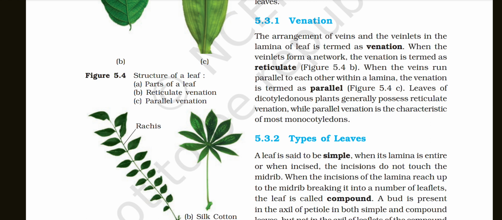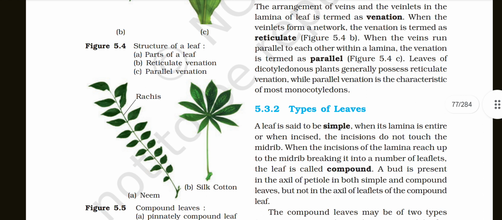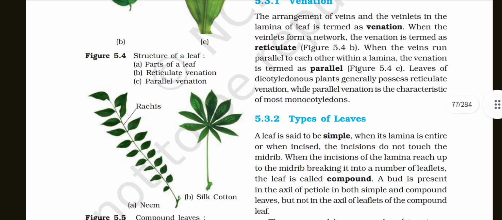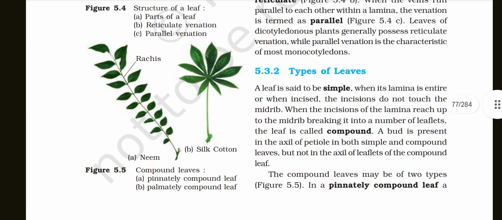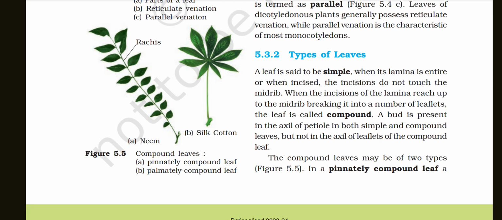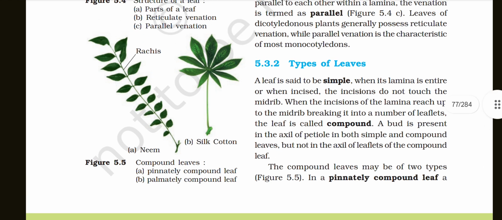The arrangement of the veins and the veinlets in the lamina of the leaf is called venation. When the veinlets form a network, the venation is called reticulate. When the veins run parallel to each other within the lamina, the venation is termed parallel. Leaves of dicotyledonous plants generally possess reticulate venation, while parallel venation is characteristic of most monocotyledons.